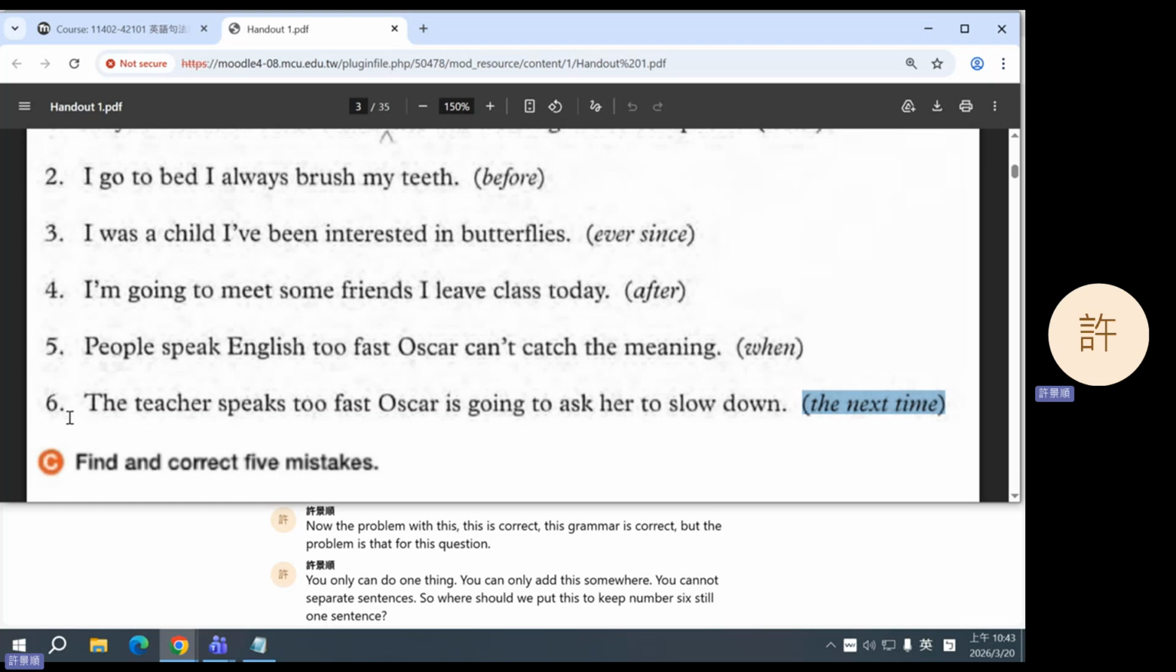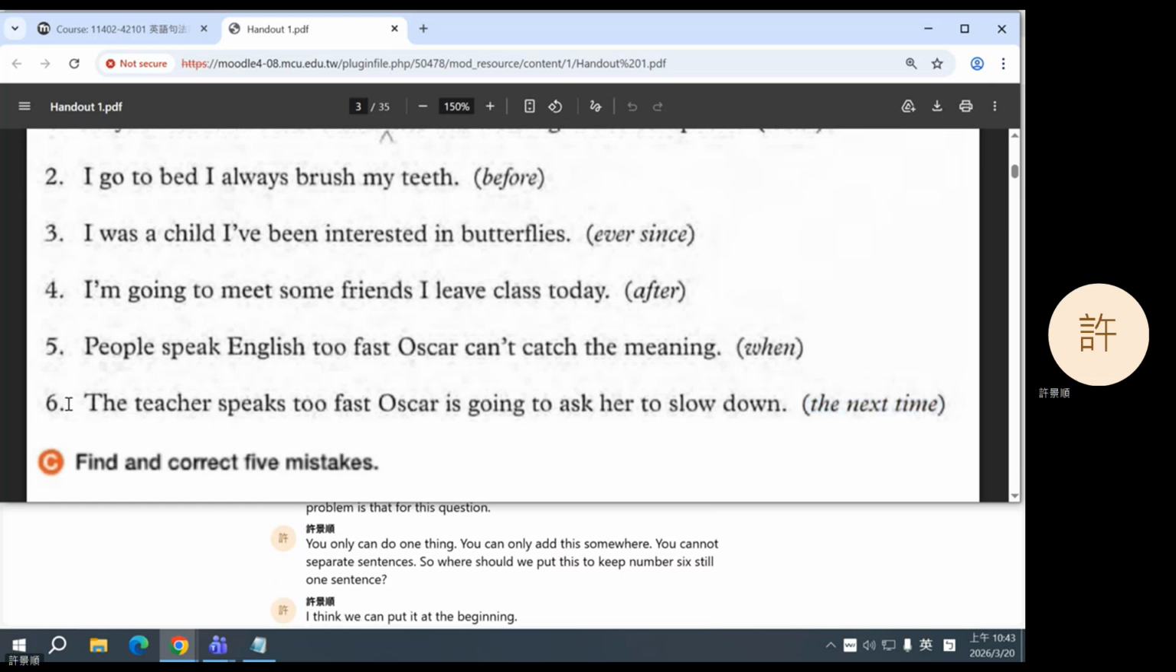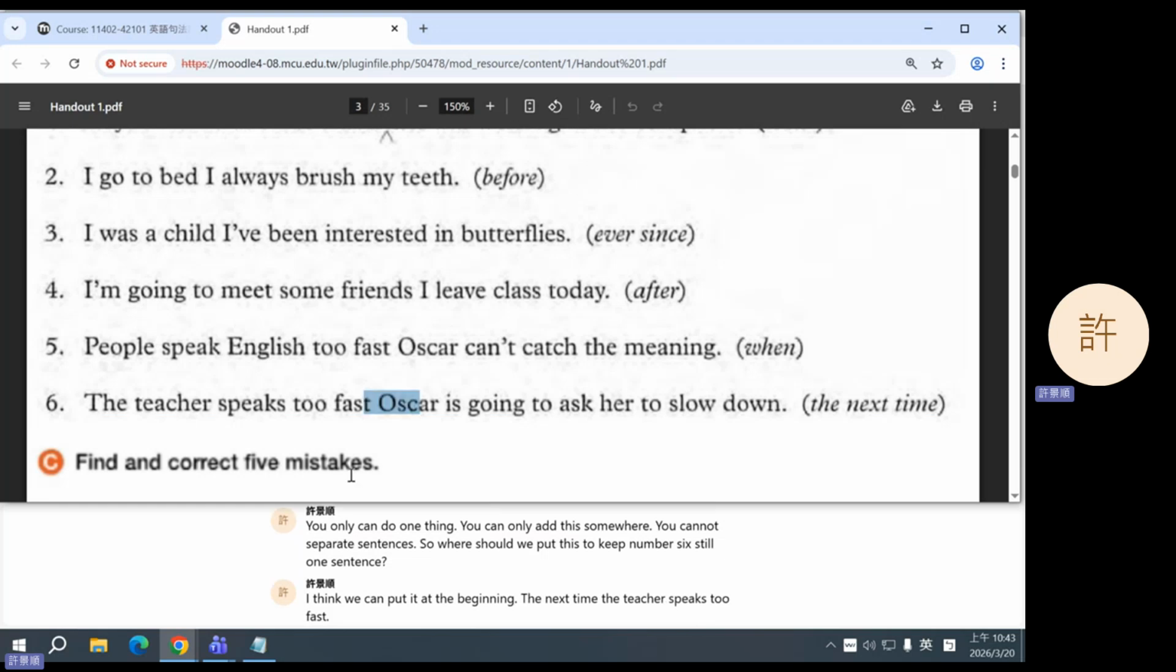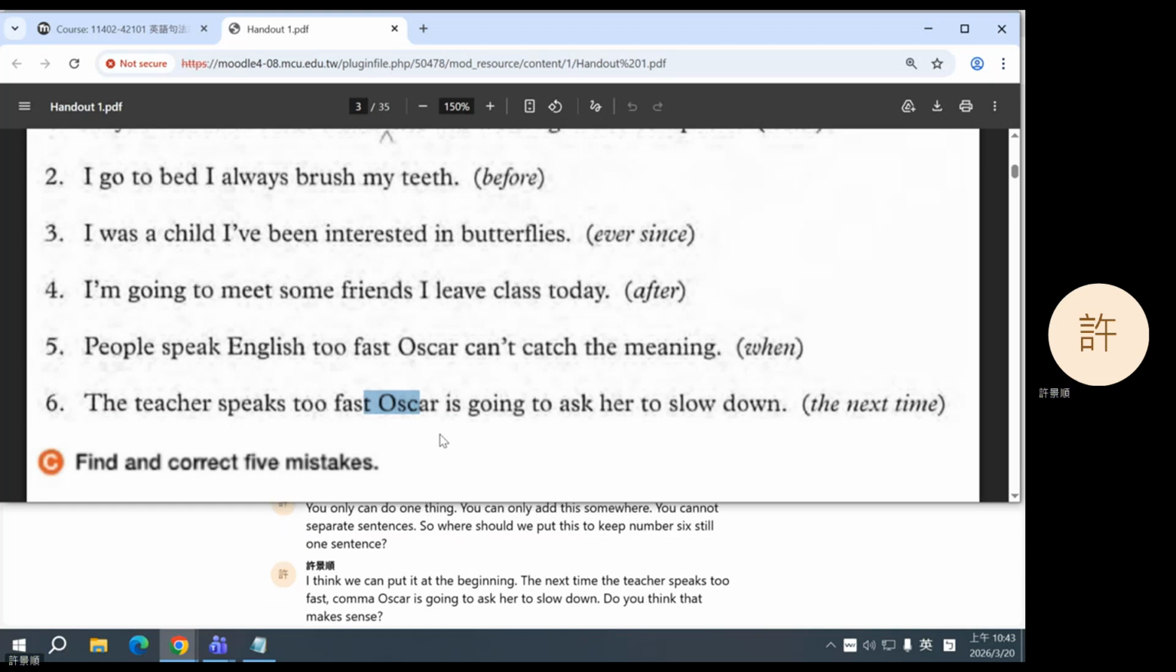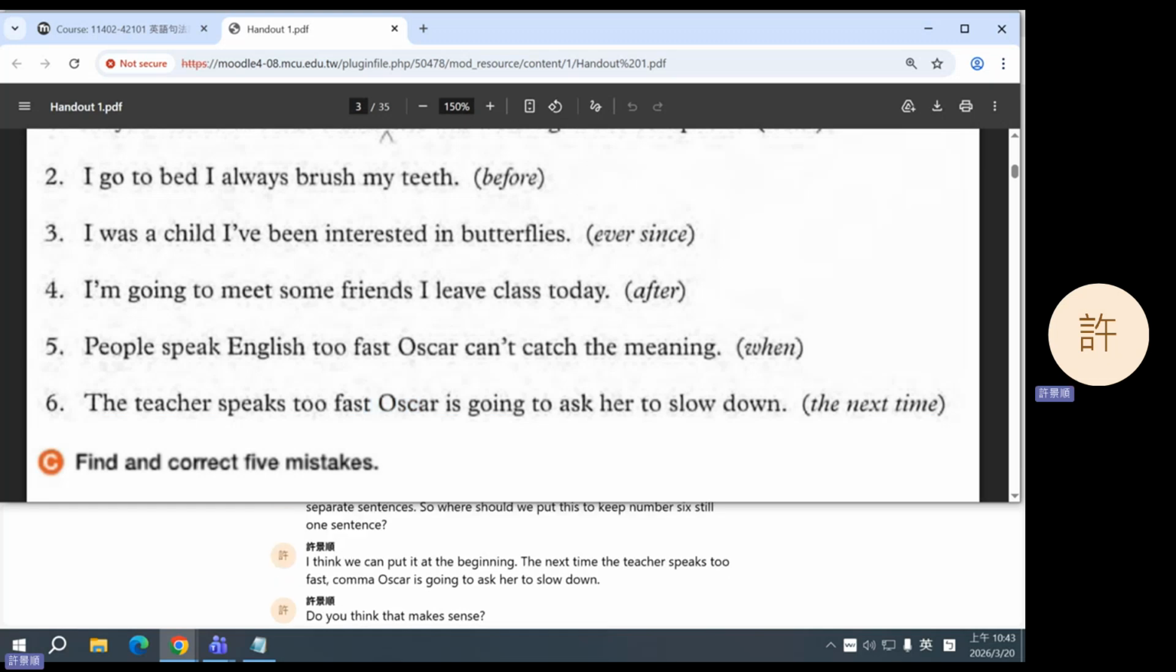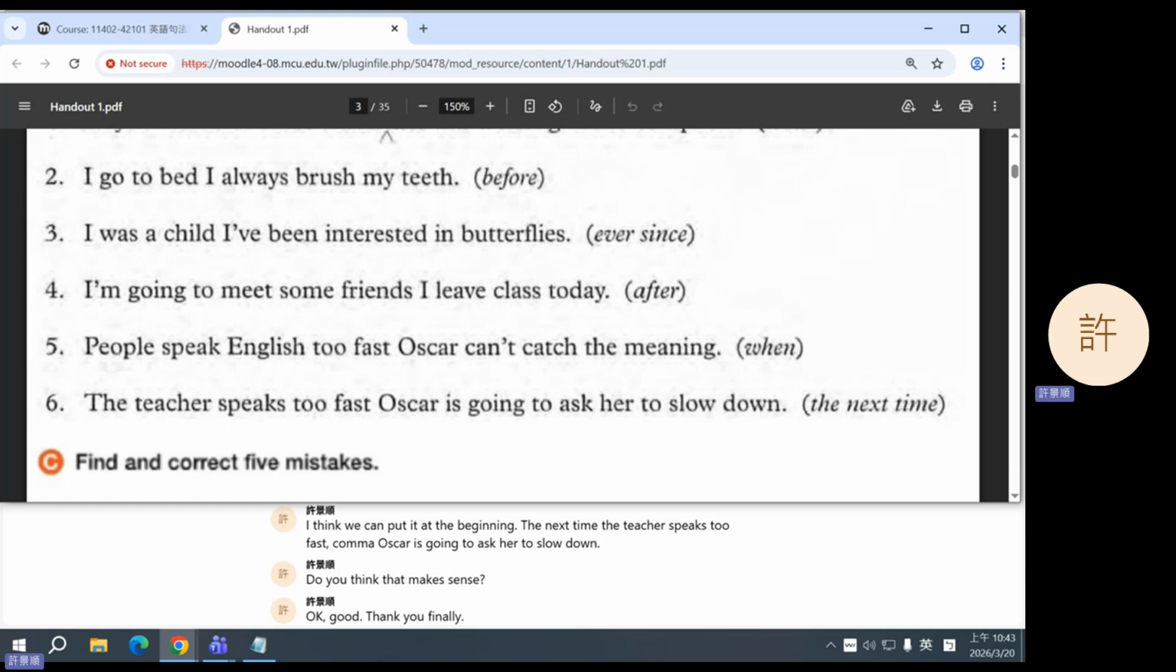I think we can put it at the beginning. The next time the teacher speaks too fast, comma, Oscar is going to ask her to slow down. Do you think that makes sense? Okay, good, thank you. Finally, number 5.